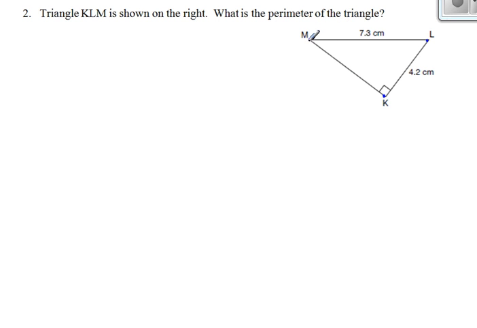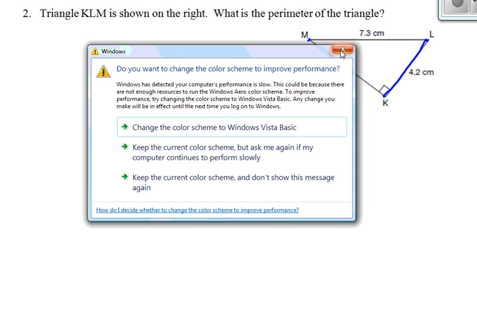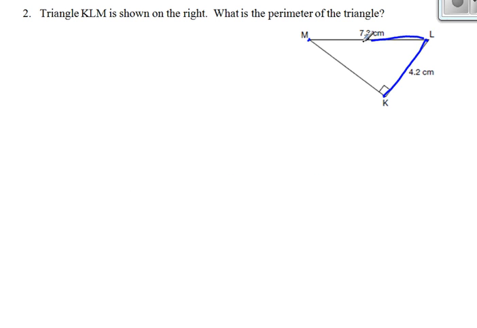So this is triangle KLM. What is the perimeter of the triangle? So this is one where I hope no one needs to look at their formula sheet. Perimeter is simply add up the sides, and of course a triangle has 3 sides. Now the problem, of course, is I don't know the length of this side. So I can't just answer the question in 1 second. I'm going to have to do a bit of math.